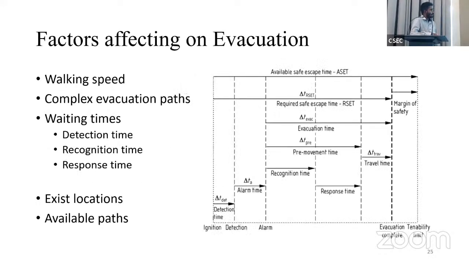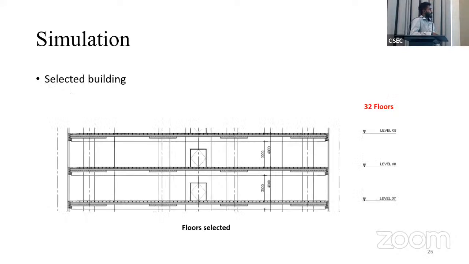So in this kind of modeling, we can include the walking speeds, the possible paths, waiting times, exit locations, available paths, like that. These data we can include in this kind of evacuation modeling. So this is an example. We selected our office floor for this study.